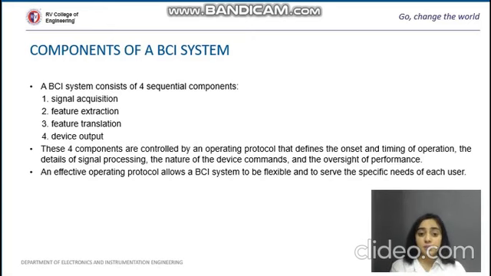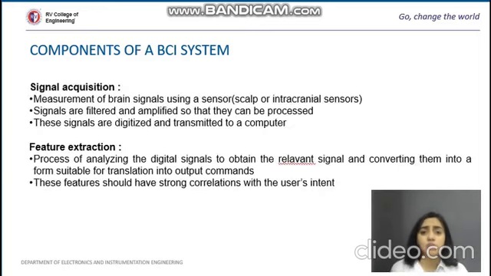So what are the components of a BCI system? A signal acquisition hardware, feature extraction, feature translation, and device output constitute the BCI system. So these four components work together and are controlled by an operating protocol that defines all the minute details that are involved in the BCI system. And this protocol must also be very flexible so that it can adapt based on the user's needs. Let's see what each of these components perform.